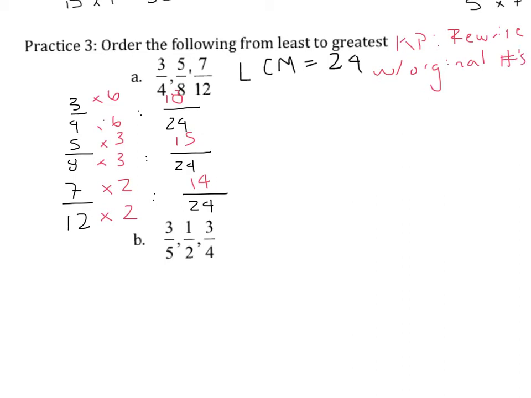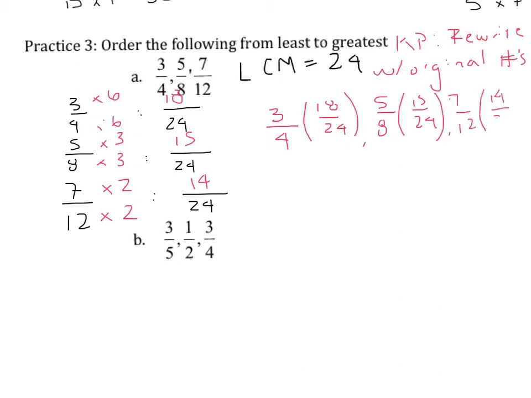So I'm going to rewrite this for you so that you can see the original number next to the new fraction we converted it to. So for example, 3/4, that was the same as 18 over 24. Okay, and then we had 5/8, that was the same as 15 over 24. And then we had 7/12, that was the same as 14 over 24.